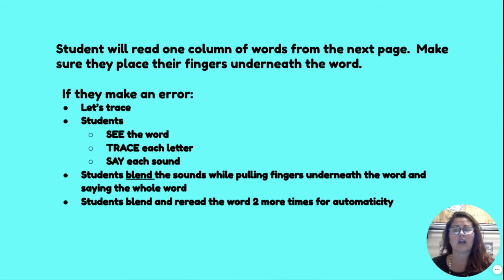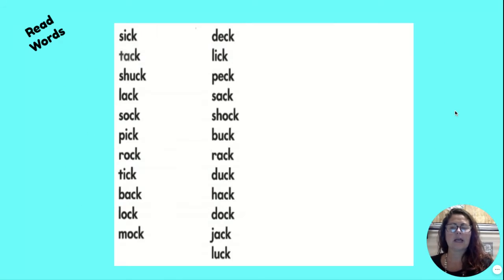Make sure they place their fingers underneath the word. If they make an error, you'll say, let's trace. So you want your student to look at the word while they trace each letter and say each sound. So for example, if they're going to do duck, they would be looking at it, d, u, ck, duck, d, u, ck, duck, d, u, ck, duck. Okay, so you want them to sound it out, but blend the whole word together 3 times total if they make an error. Okay.